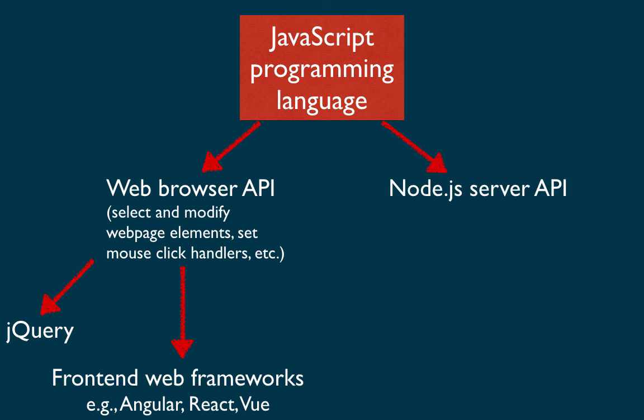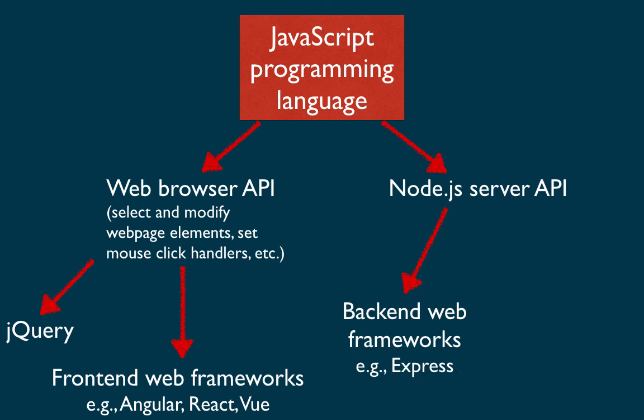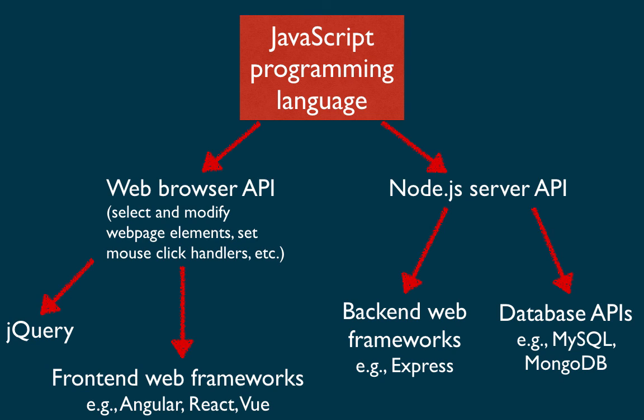On the server end, there's what's called Node.js, which provides an API for working with web servers, for doing stuff like opening connections to a socket, opening connections to the local file system, interacting with the operating system in various ways. And on top of Node.js, people have built back-end web frameworks. Express is one of the more popular ones for building web application back ends. And then there are also database APIs and connected databases like MySQL, MongoDB, or a bunch of other databases.